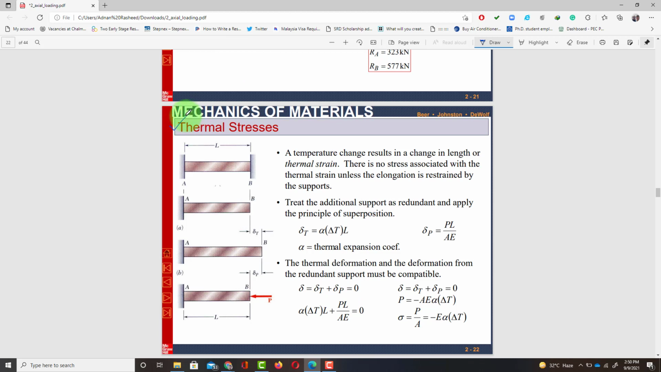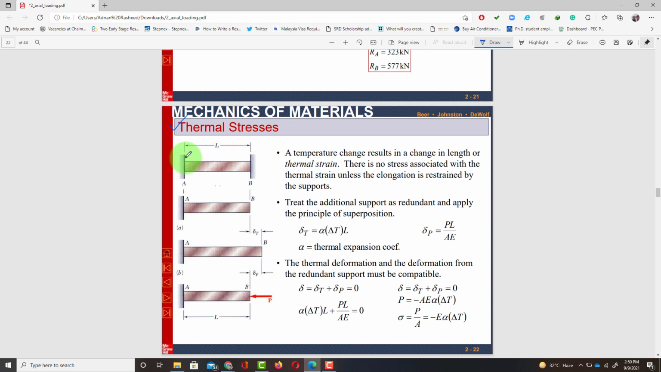Now, thermal stresses, from the name, these are the stresses which are due to the heat or change in temperature. So these are the stresses that are generated in the body due to the change in temperature. Now, this change in temperature may be an increase or a decrease in temperature. So you know that if there is an increase in temperature, there will be elongation in the length of the body, and if there is a decrease in temperature, it will shrink. There will be a contraction in this body.